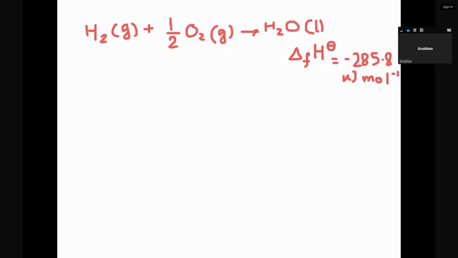So it is the standard molar enthalpy of formation for H2O liquid. Here 1 mole of H2 gas and half mole of O2 gas will form H2O liquid. Delta_f H° is equal to minus 285.8 kilojoule per mole. Now carbon graphite, that is solid.